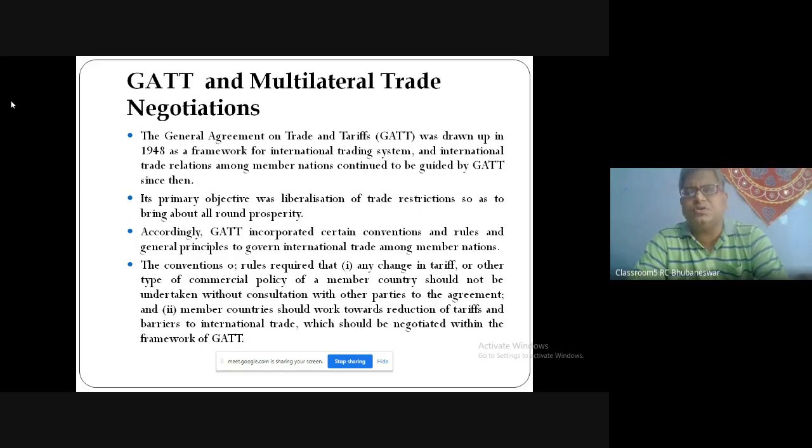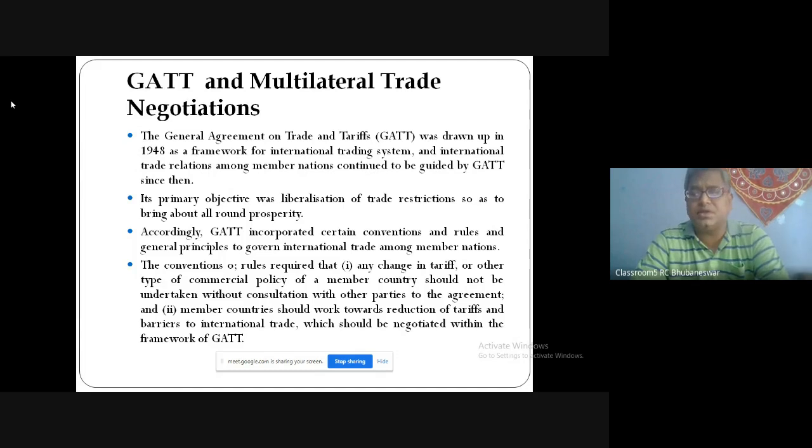But my dear students, if you go through this type of globalization process, some liberalizing terms have to be conditioned in the time period, like GATT or multilateral trade negotiations, which have to be focused on. Before the WTO started, GATT was there. GATT is the General Agreement on Trade and Tariffs. Suppose some countries get together to start one organization called GATT, with some member nations, and their objective is to liberalize trade restrictions and bring all-around prosperity to the country. They focus on liberalizing the international trading system, or international trade relations among the member nations.